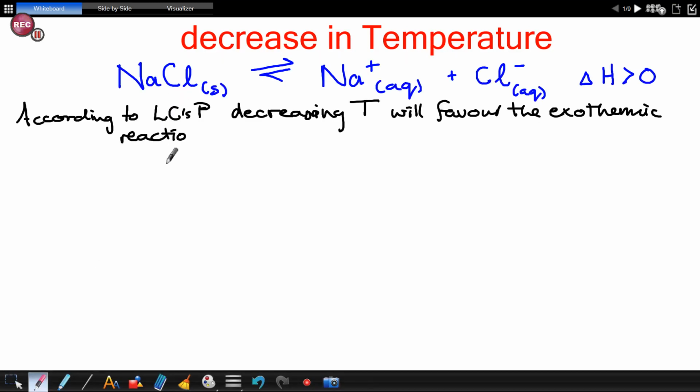Reaction? Sorry, I should have started. Why will it favor the exothermic reaction? Yes? Yes. Which will tend to warm up the reaction mixture.